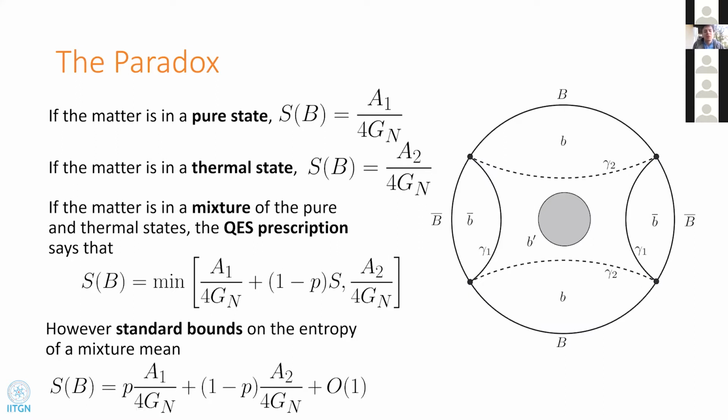It should be very easy to see that if I plug in, say, P equals 1/2, then these two formulas give very different answers. In particular, for big enough P, this one just gives the answer A2 over 4G Newton, whereas this one is still a weighted average of A1 and A2. So it's going to differ, and more than that, it's going to differ at order 1 over G. So there's our paradox. It's really quite simple.